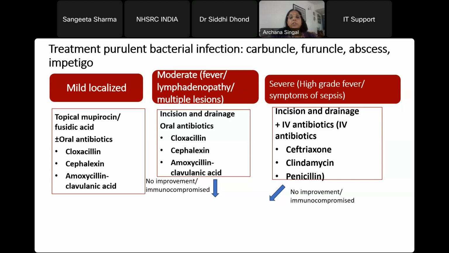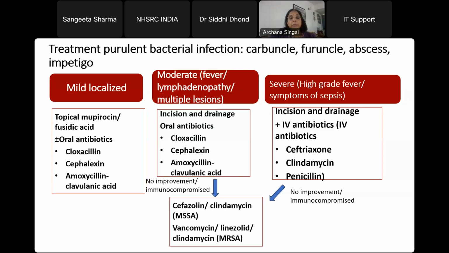If there is feature of sepsis, then again you can give IV antibiotics. And if there is no improvement, or the patient is immunocompromised, or the patient has MRSA, then you have to resort to vancomycin, linezolid or clindamycin, or if it's methicillin sensitive, then you have to resort to third generation cephalosporin.